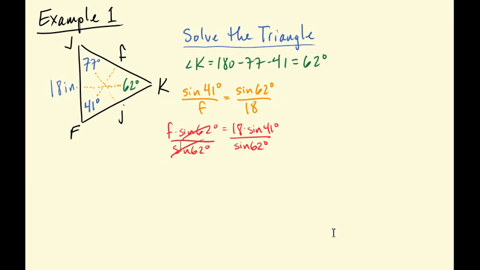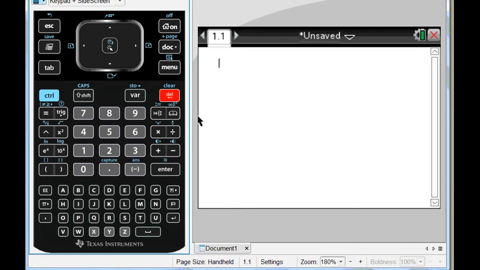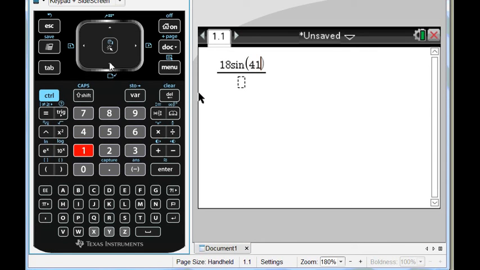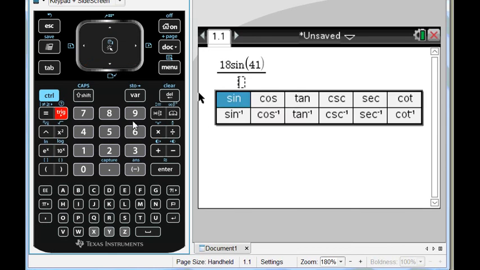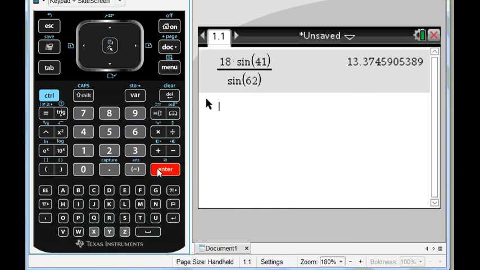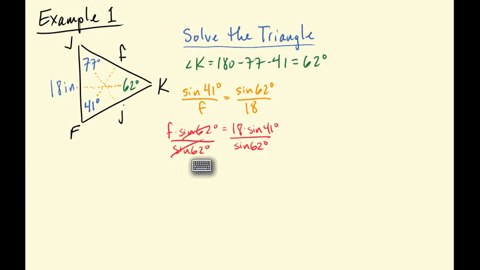As I go to my calculator here, I'm going to do 18 sine. Make sure you're in degree mode as you do this. I got burned by that the first time. 18 sine of 41 in degree mode over sine of 62, and a simple calculation, and we get that the length of side F, going to 3 decimal places, is 13.375. So F is 13.375 inches.